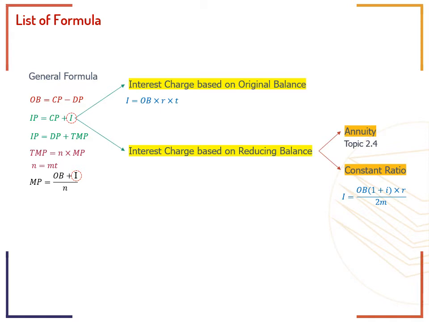Another formula under constant ratio is R equals 2M times I over original balance multiplied by 1 plus I. To compute the outstanding balance under the rule of 78, the formula is outstanding principal balance equals RK minus I multiplied by K times K plus 1, divided by N times N plus 1.